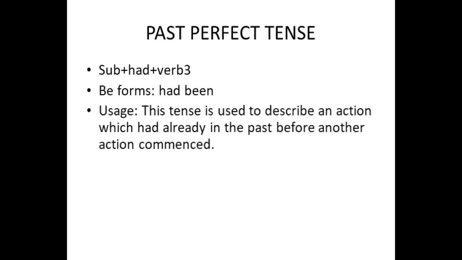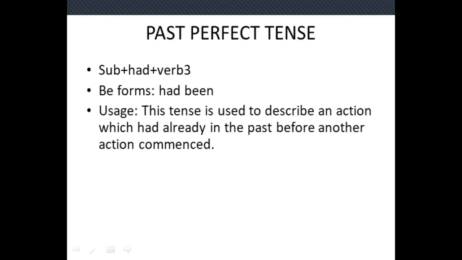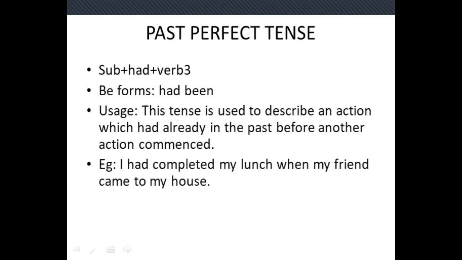Now, third subtense of the past tense, past perfect tense. The structure of the past perfect tense is subject plus had plus verb 3. Be forms, had been. Uses. This tense is used to describe an action which had already happened in the past before another action commenced.